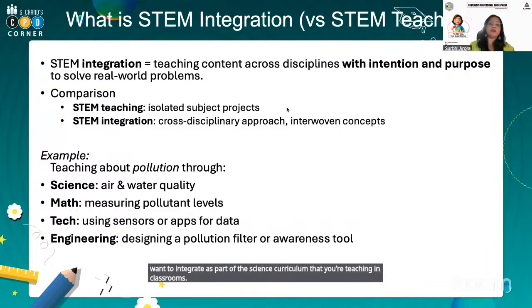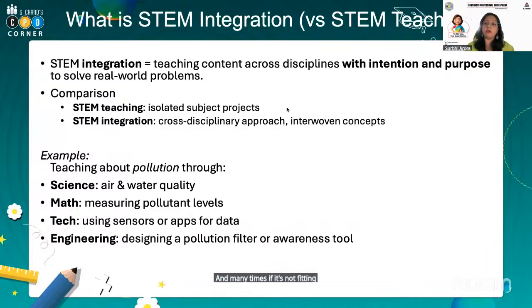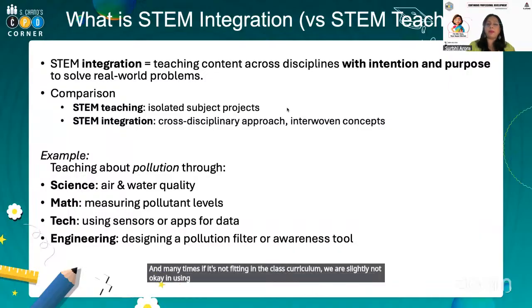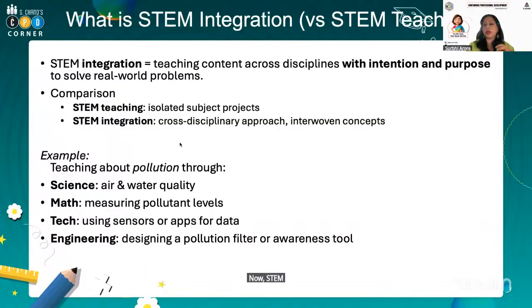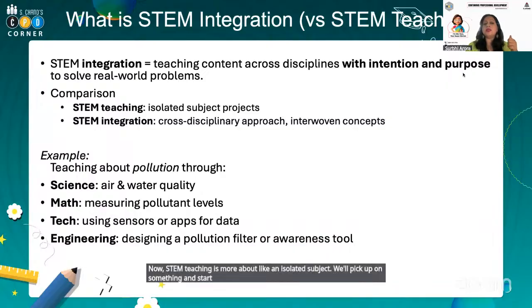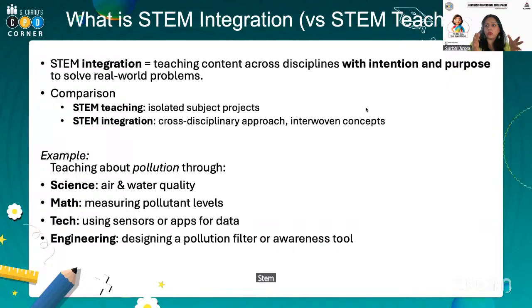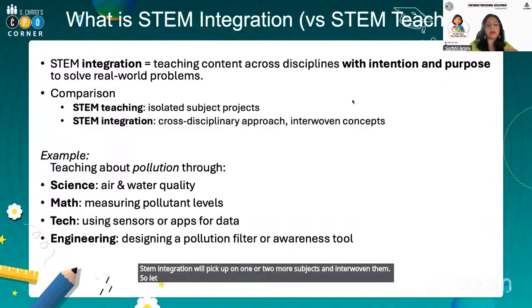And many times, if it's not fitting in the class curriculum, we are slightly not okay in using that particular template or activity or any kind of event that we are planning to do. Now, STEM teaching is more about an isolated subject. We'll pick up on something and start working on it. However, STEM integration will pick up one or two more subjects and interweave them. So let's talk with an example I have kept for you over here.